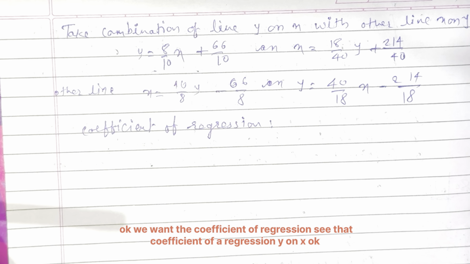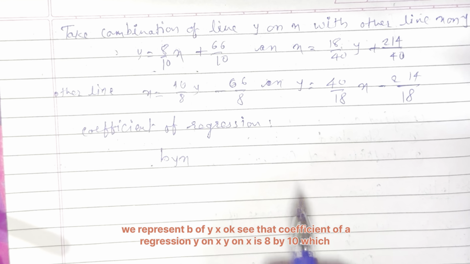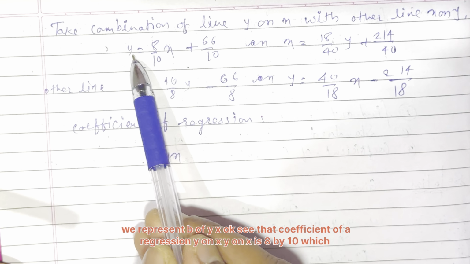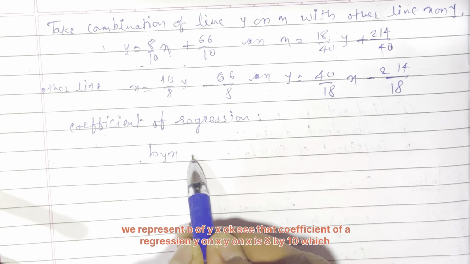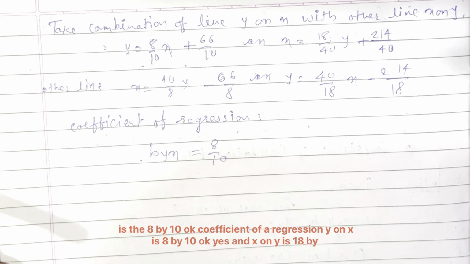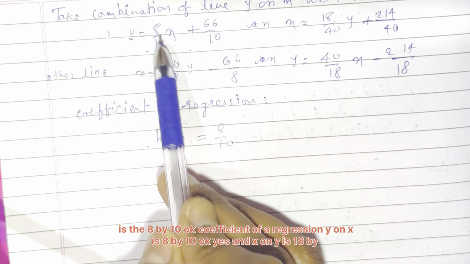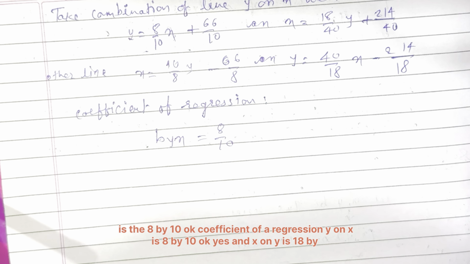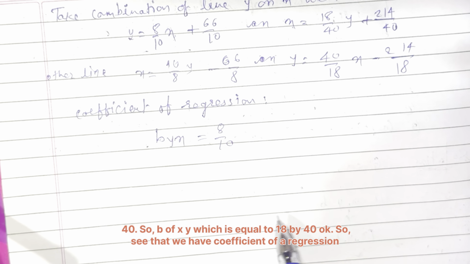The coefficient of regression y on x, we represent as b of yx. The coefficient of regression y on x is 8 by 10. And x on y is 18 by 40.